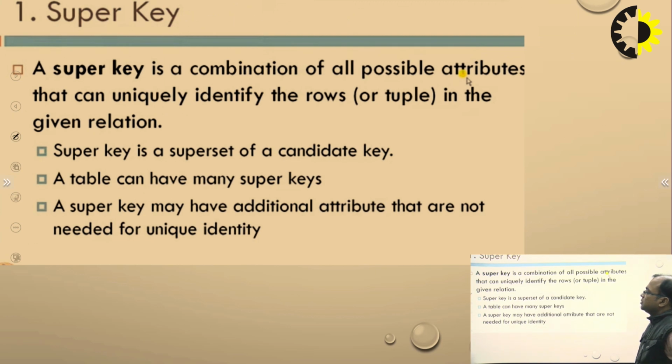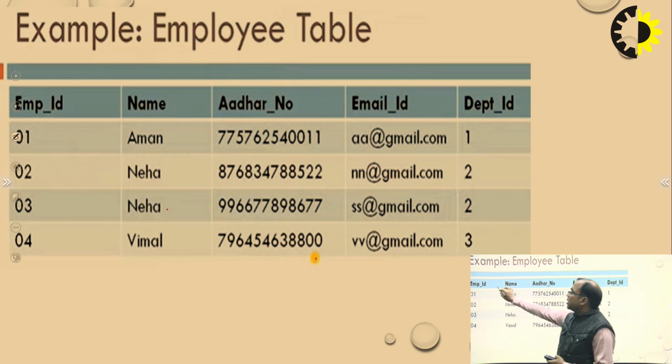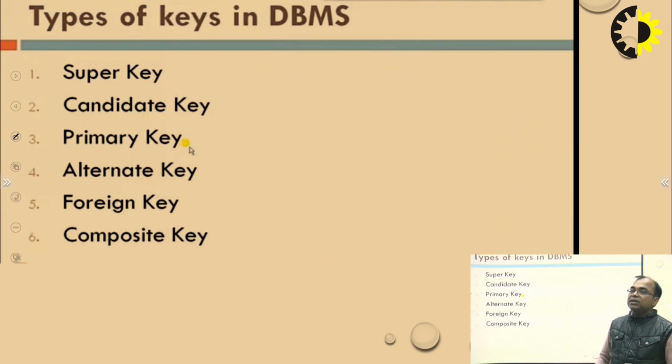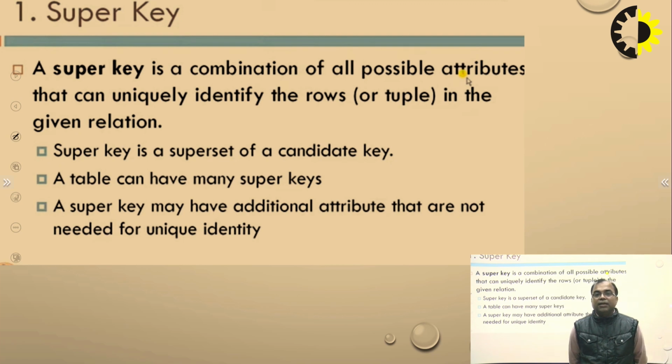What is a super key? Basically, a super key is a combination of all possible attributes. There are several attributes that we have in an employee table. So a super key is basically a combination of attributes which uniquely identifies the rows or tuples in the given relation. Something that uniquely identifies the row in the given table is called a super key.